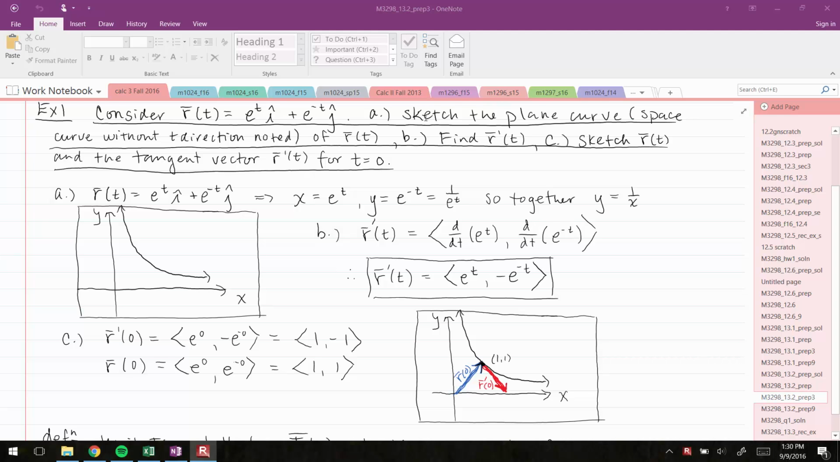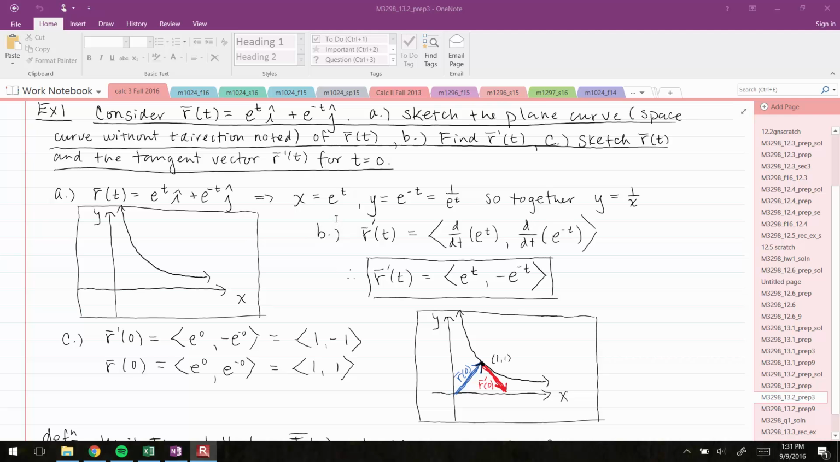So the plane curve is that line without the arrows, and to graph it, you could plot for t equals 1, for example, and write out what the point would be, and that would be e to the 0, which is 1, and e to the negative 0, which is 1. So it would be 1, 1. And that point is on this graph here. However, getting this nice exact curvature is a little bit harder to do, and plotting points is a good backup plan.